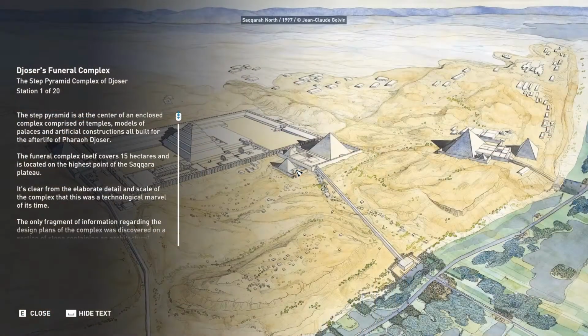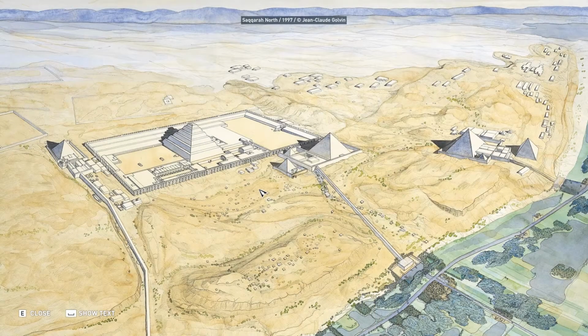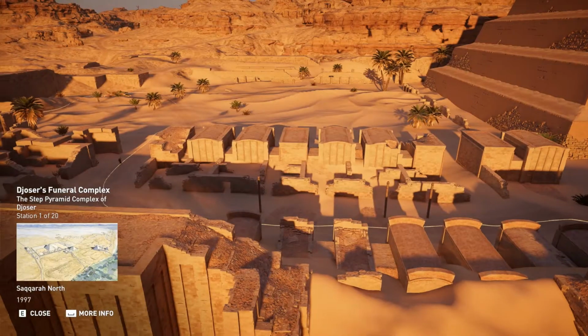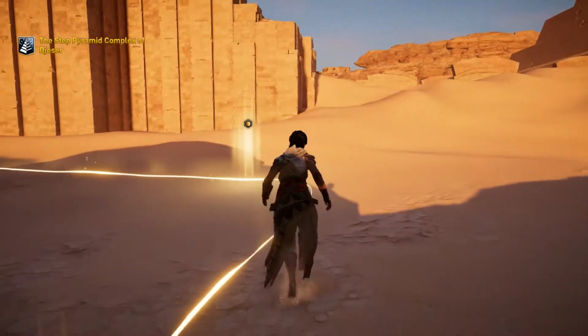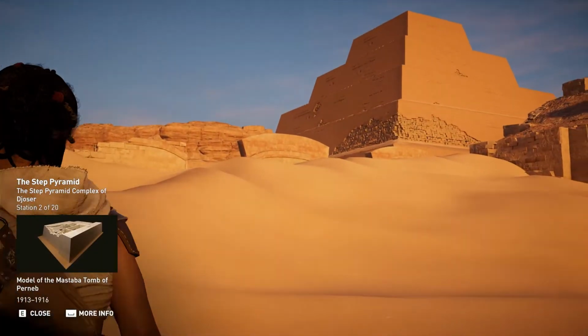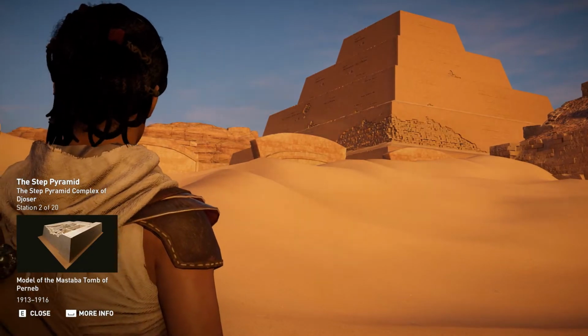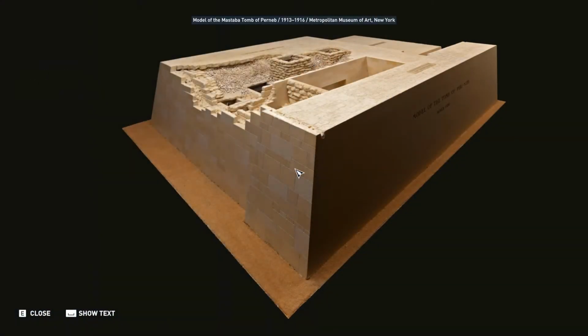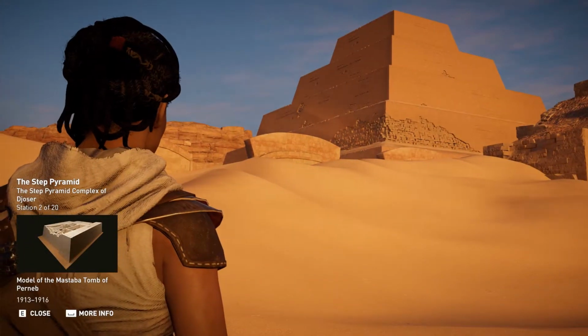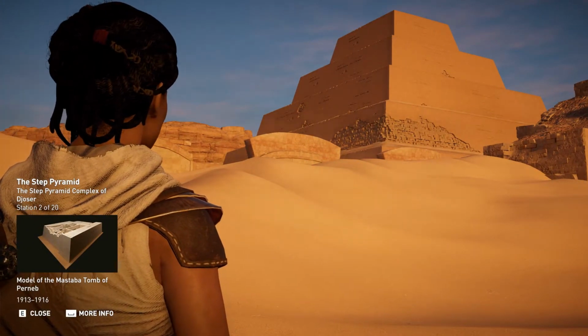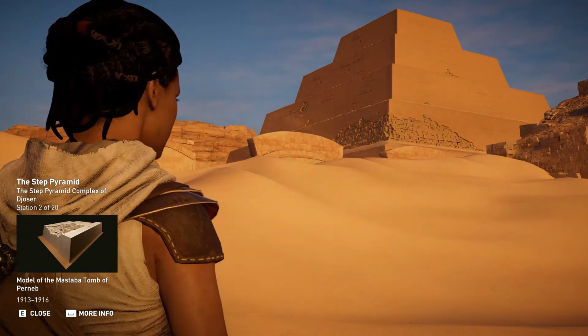The only fragment of information regarding the design plans of the complex was discovered on a section of stone containing an architectural sketch of a vault. The Step Pyramid is the first monument built of stone. Standing at 60 meters high, it was the tallest of its time. Built 4,700 years ago, it was originally intended as a mastaba, which was a flat-roofed rectangular tomb. Its famous architect, Imhotep, may have felt this was too humble for the great Pharaoh Djoser and began to add the steps.